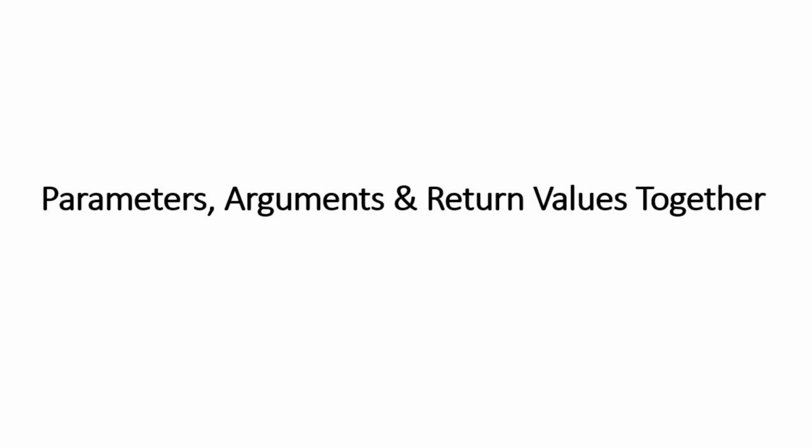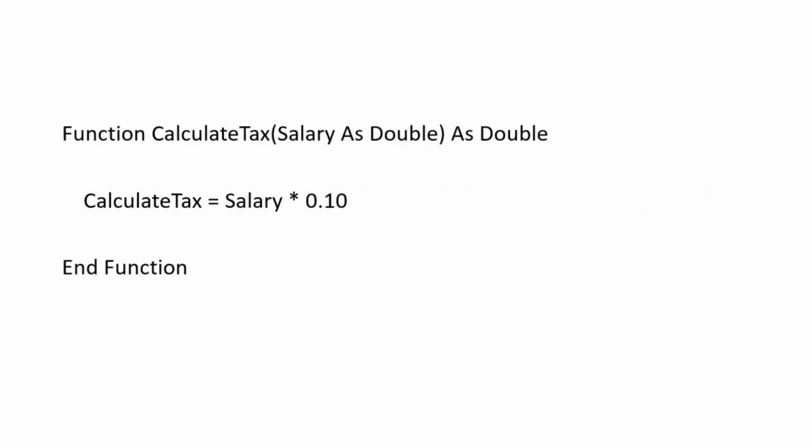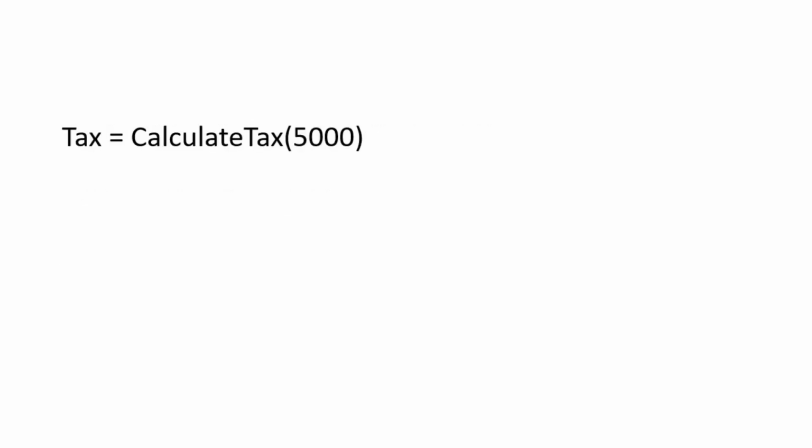Let's bring everything together by looking at this. Function CalculateTax(bracket as String, salary as Double). We will then say CalculateTax is equal to salary times 0.10. We can simply call it by saying tax is equal to CalculateTax(bracket, 5,000). This will return the value 500. This simple flow is used in almost every professional application.